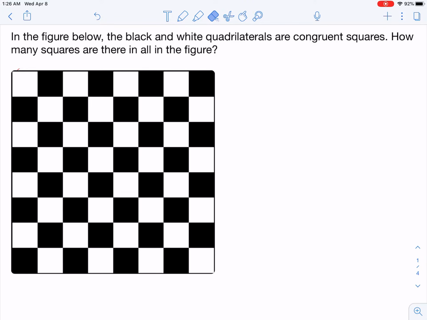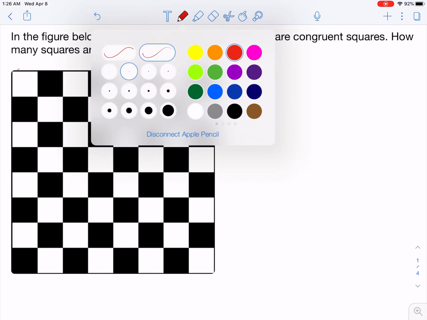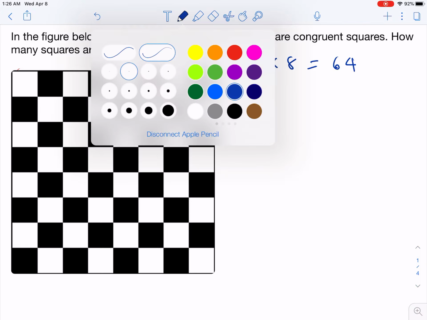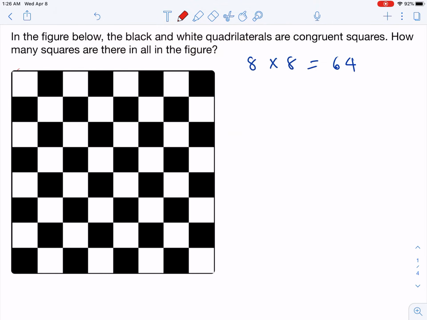Pero pag yan yung sagot nyo, mali yun. Kasi bakit? 8 times 8 is 64, kasi ang binilang nyo lang yung maliliit. There are bigger squares. By the way, yung pagkakadrawing ng chessboard na ito ay parang rounded yung corner niya, pero i-assume natin that even the corners are also squares. Okay? Para wala tayong problema.